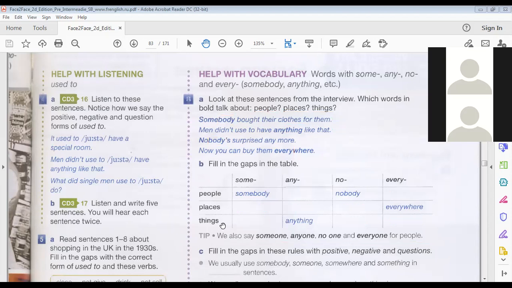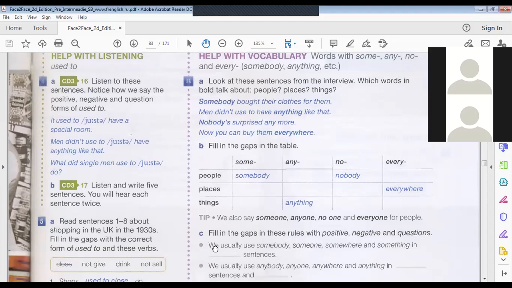Now, let's talk a little bit about exercise C, because they want us to complete these rules. The first rule, and let me show you what we need to use to complete the rules. So it says here, fill in the gaps in these rules with positive, negative, questions. So they're going to ask us about the table that we just finished. Okay, this is what they want us to do. They want us to answer a few questions. The first point says, we usually use somebody, someone, somewhere, and something in what kind of sentences?